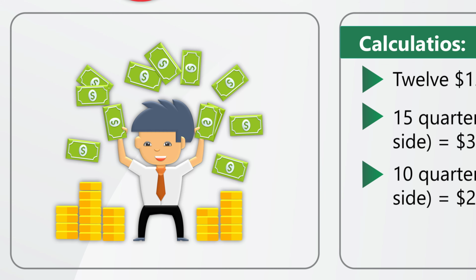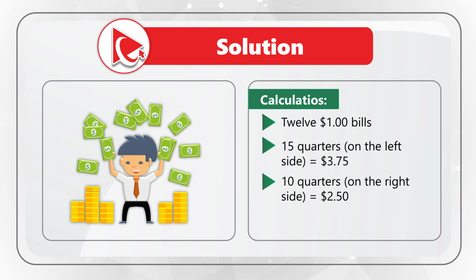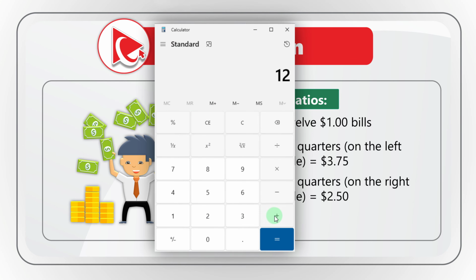And now we are ready to do the math. Obviously, 12 $1 bills is $12. 15 quarters is $3.75. 10 quarters is $2.50. $12 plus $2.50 plus $3.75 equals $18.25.